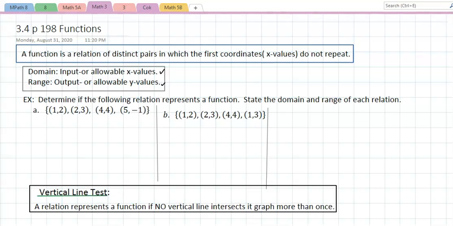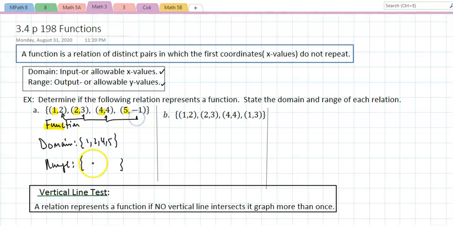I glance at part A and say, okay, x is 1, 2, 4, and 5. Since x does not repeat, this is a function. Domain: allowable x values. What are the x values? 1, 2, 4, and 5. Range: allowable y values. What are the y values? 2, 3, 4, and negative 1. You could put them in order, but you don't have to.